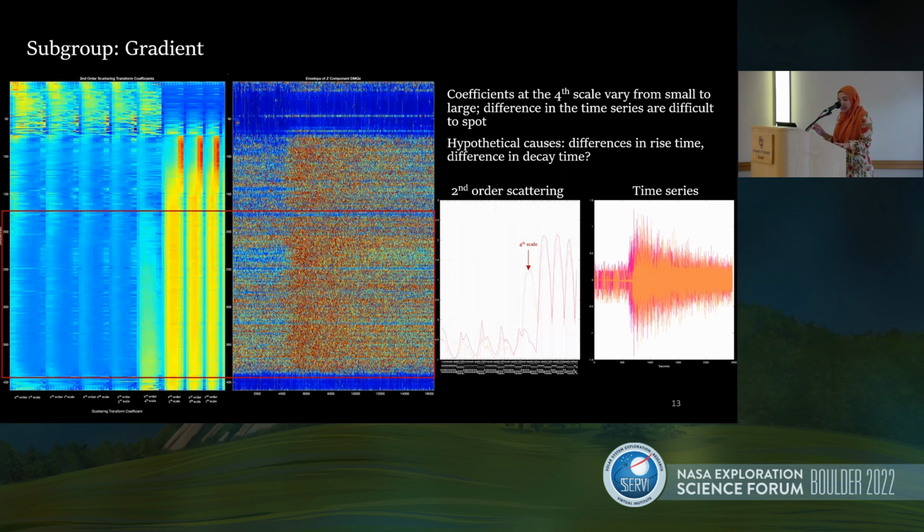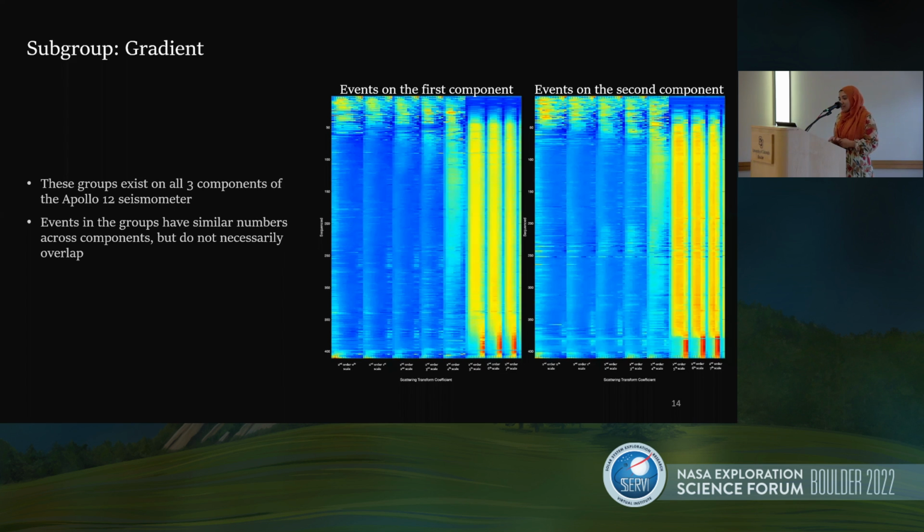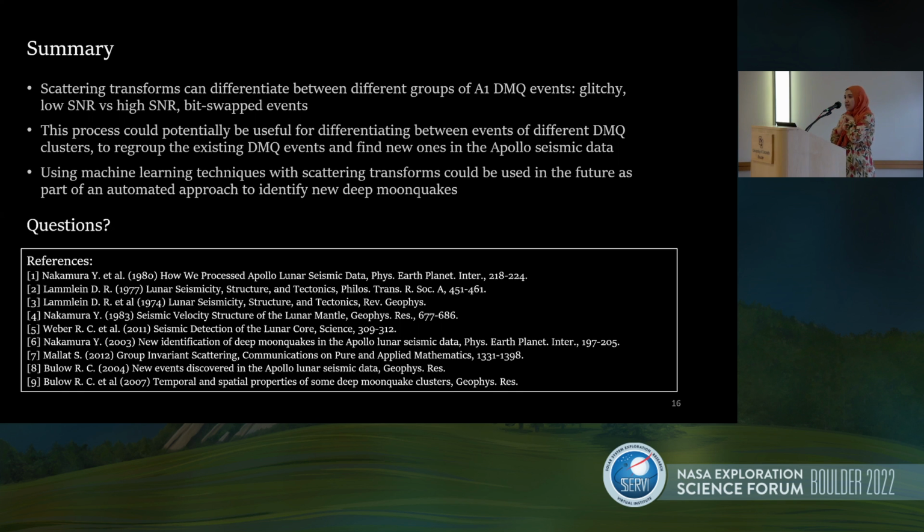I will skip this considering I am already over time, but I will add a summary slide and just say that this process could be expanded out, and will be expanded out, to other deep moonquake clusters, not just the A1 deep moonquake cluster. And this could be used to regroup the existing deep moonquake events and find new ones in the Apollo seismic data.